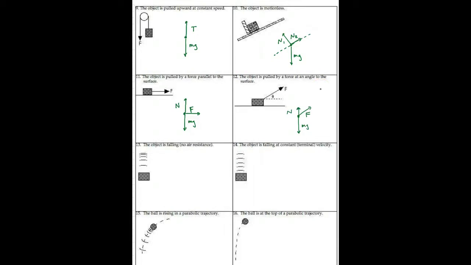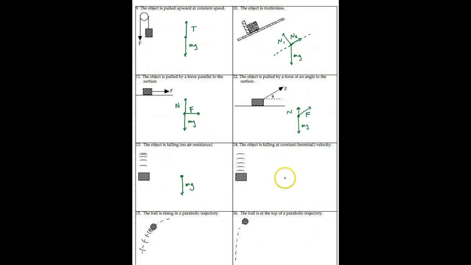Alright, object is falling, no air resistance. So the object is interacting with the earth, and that's it. Not touching anything else, nothing else acting on it, just its weight is the force on it.